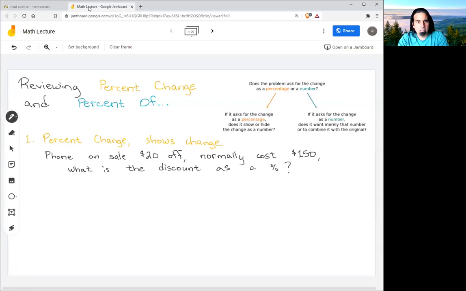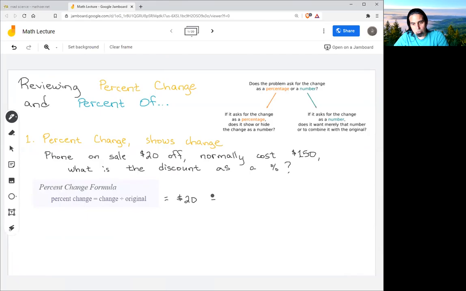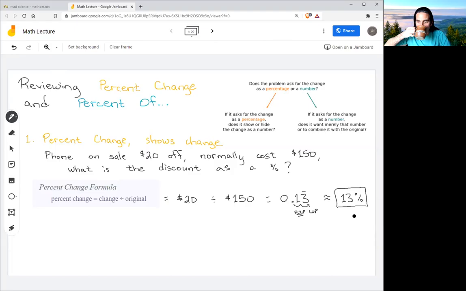So I take that formula, percent change is change divided by original. The change is 20, it just tells me that. The original is 150, it tells me that. My calculator, 20 divided by 150 is what? 0.133333. Then I use RipLop. Go right to get into percent. And I get about 13%. Okay, questions about that one?